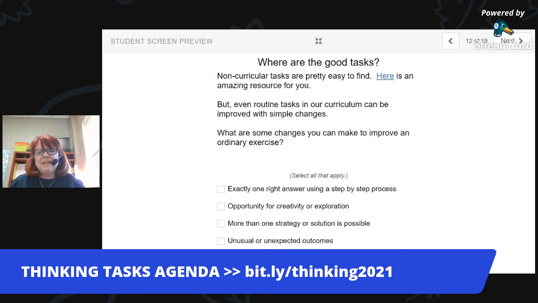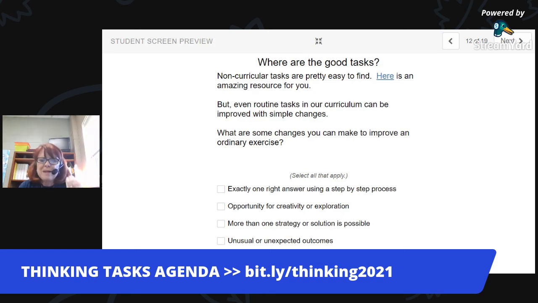But even routine tasks in our curriculum can be improved with simple changes. So now you may not make them perfect, but they will improve. And so what are some changes that you can do to make an improvement in an ordinary exercise? And so these are your selections. First one, make this question have exactly one right answer using a step-by-step process.